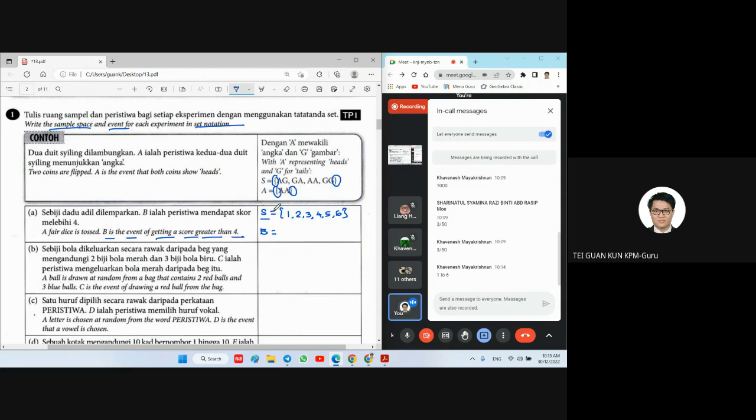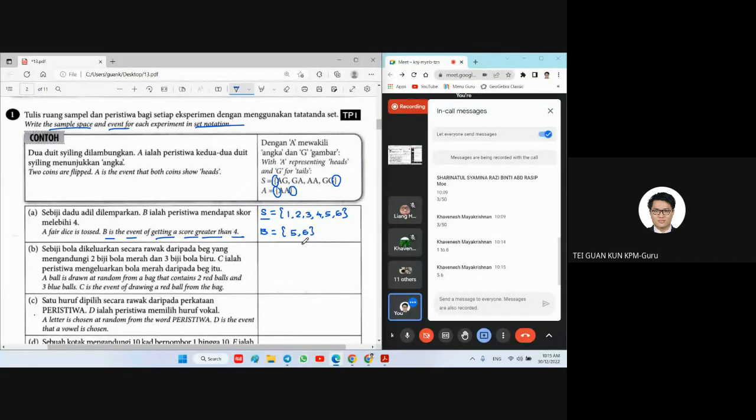So, daripada sample space ini, apakah nombor yang lebih besar daripada 4? 5, 6 lah. So, 5, 6. So, B is the event. You get number more greater than 4. So, greater than 4 means 5 and 6 only lah.